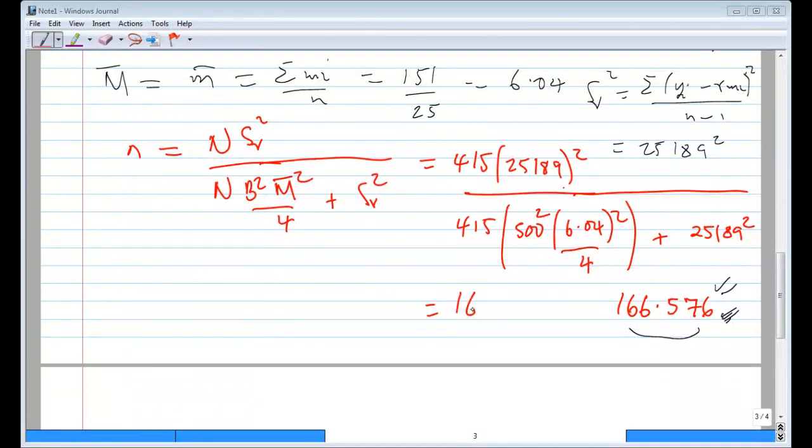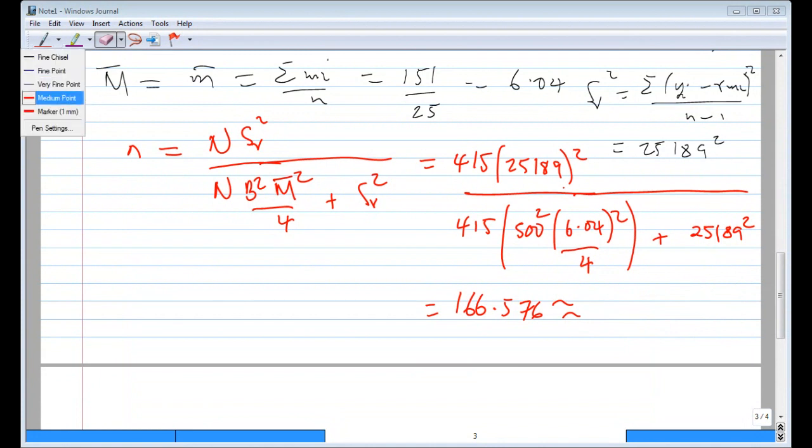So the answer is 166.576. Remember, it's a sample size. Can take it to be a whole number. So the final one is what? 167. So that's it. I think it's clear for everyone.